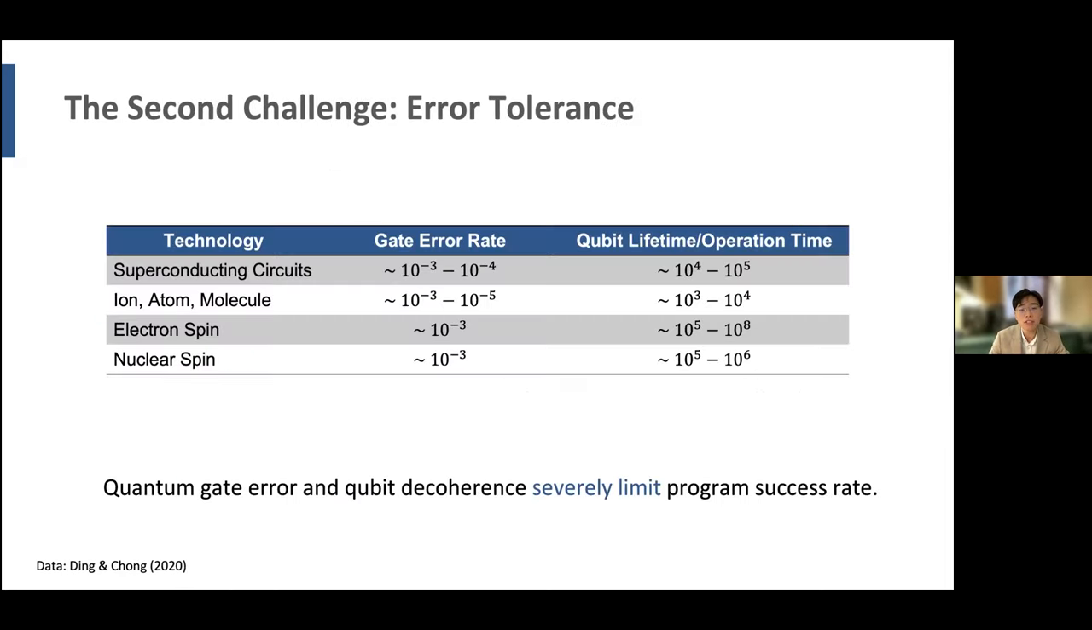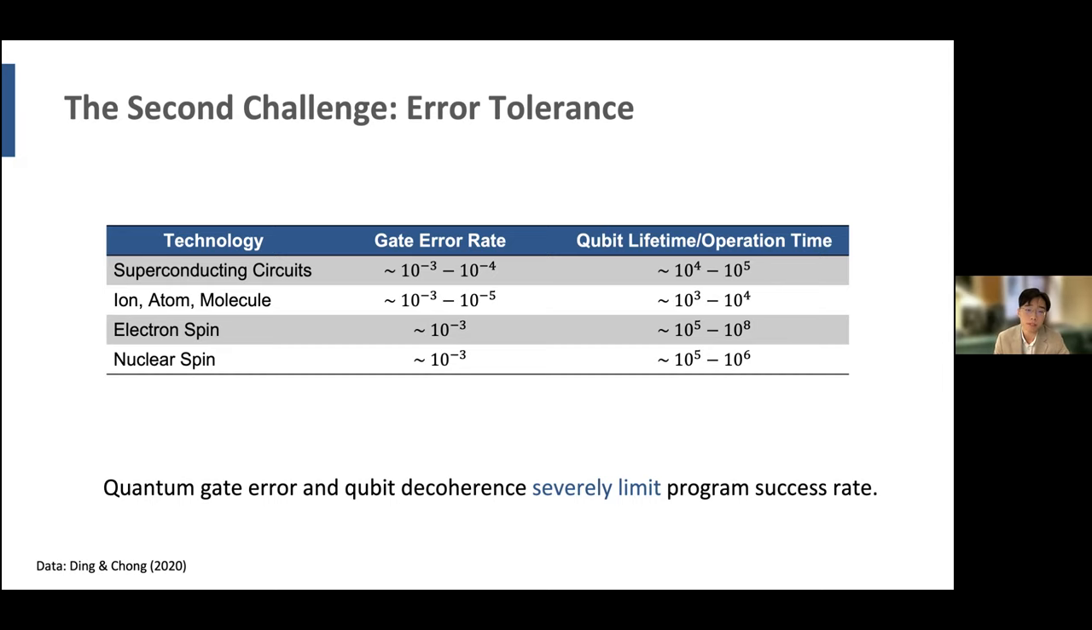And the second challenge is that quantum systems are noisy. The error rates of quantum computers can be very high. For example, in this table, superconducting devices in the first row have an average gate error rate of 10 to the minus 3 to 10 to the minus 4. So an error would likely occur for every few thousand operations. And qubits have a limited lifetime too, typically just enough time to perform tens of thousands of operations. Other technologies in this table have similar error rates. Things are improving, but these errors together will severely limit the success rate of a quantum program when we deploy them on the hardware.